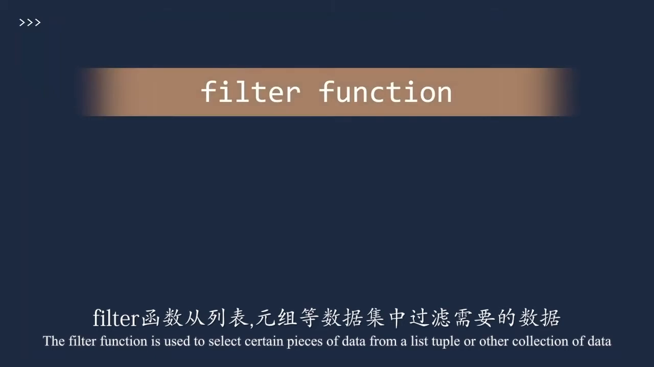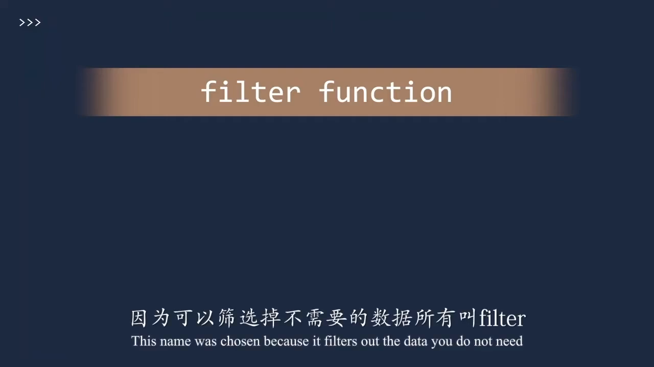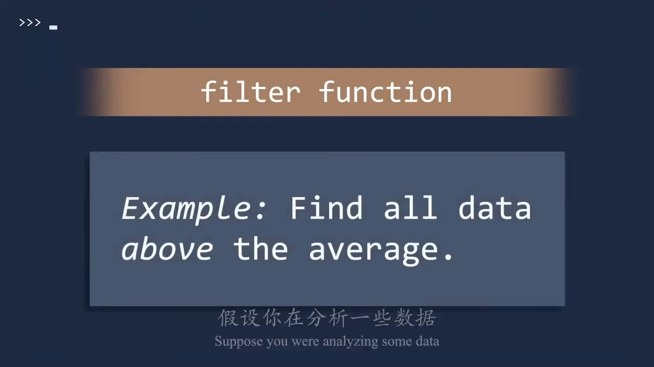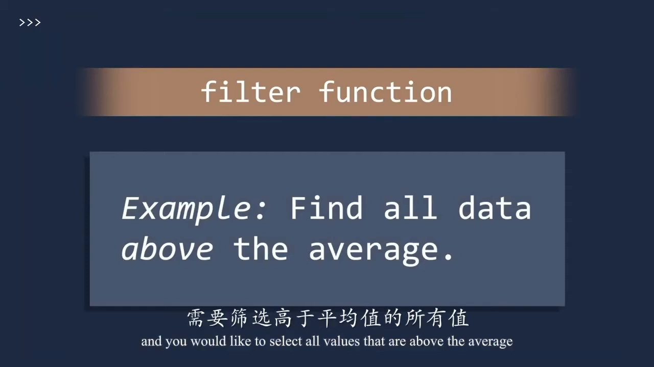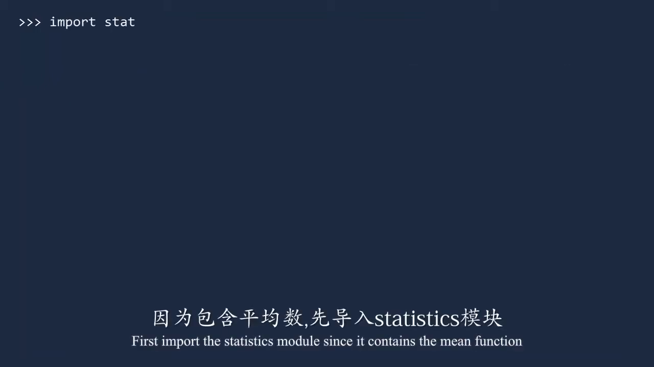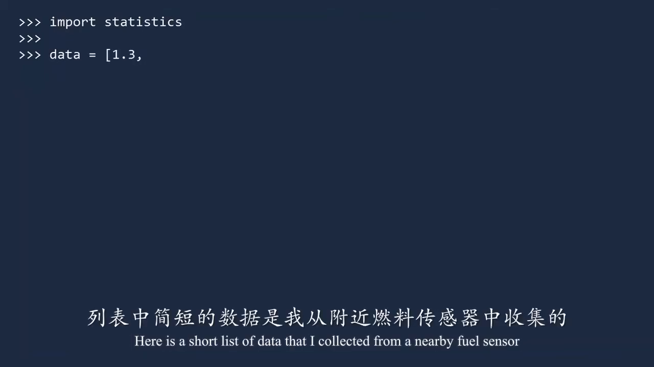The filter function is used to select certain pieces of data from a list, tuple, or other collection of data. This name was chosen because it filters out the data you do not need. Suppose you are analyzing some data, and you would like to select all values that are above the average. First, import the statistics module since it contains the mean function. Here is a short list of data that I collected from a nearby fuel sensor.